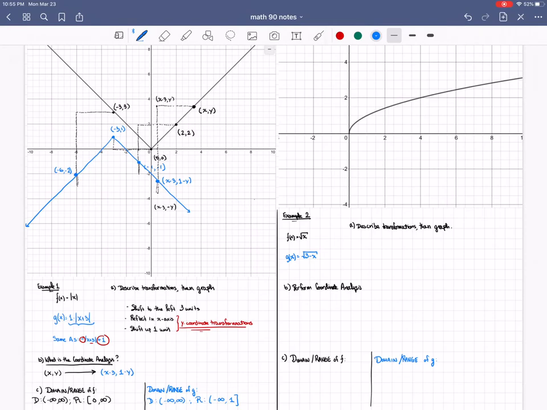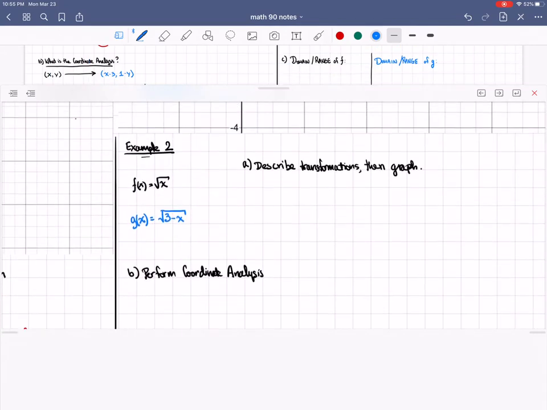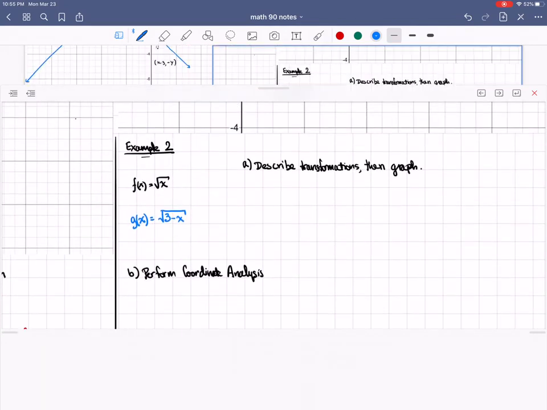So our second example, we're looking at the square root function. We've worked with that before. So that is our base function. That's the function that we're transforming. And then the transformed function is the square root of 3 minus x. And I'm going to zoom in here so that we can look at it really clearly. The square root of 3 minus x.